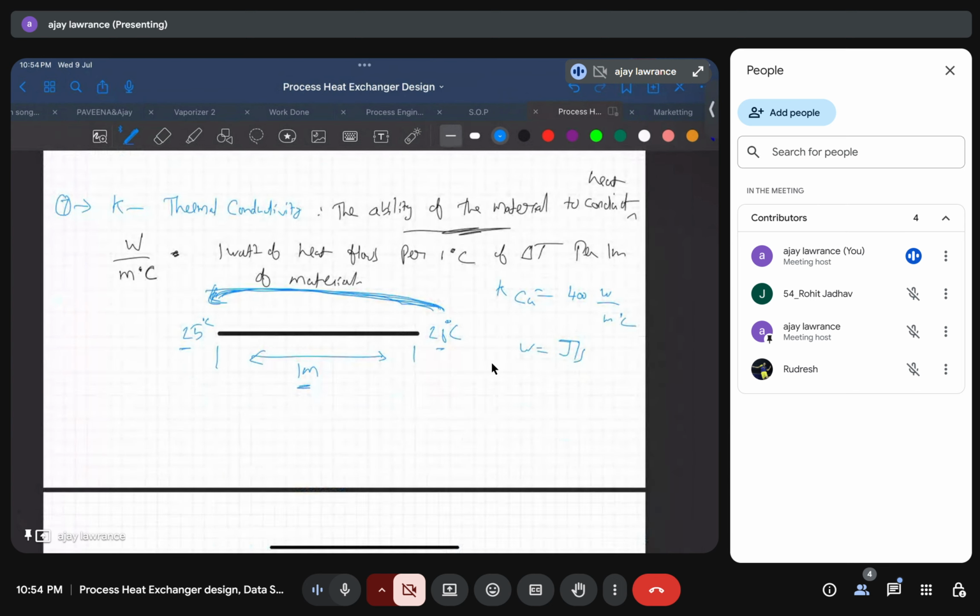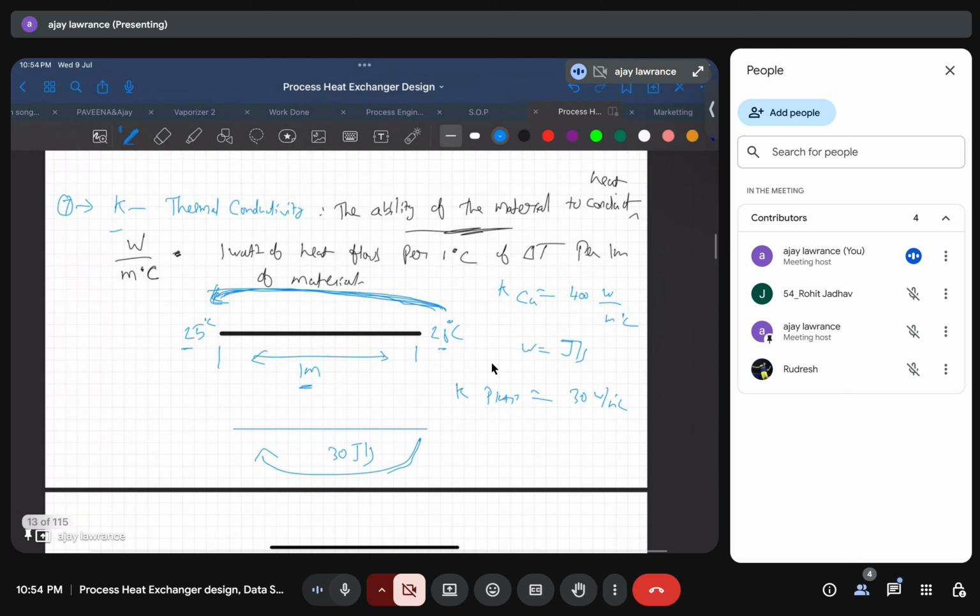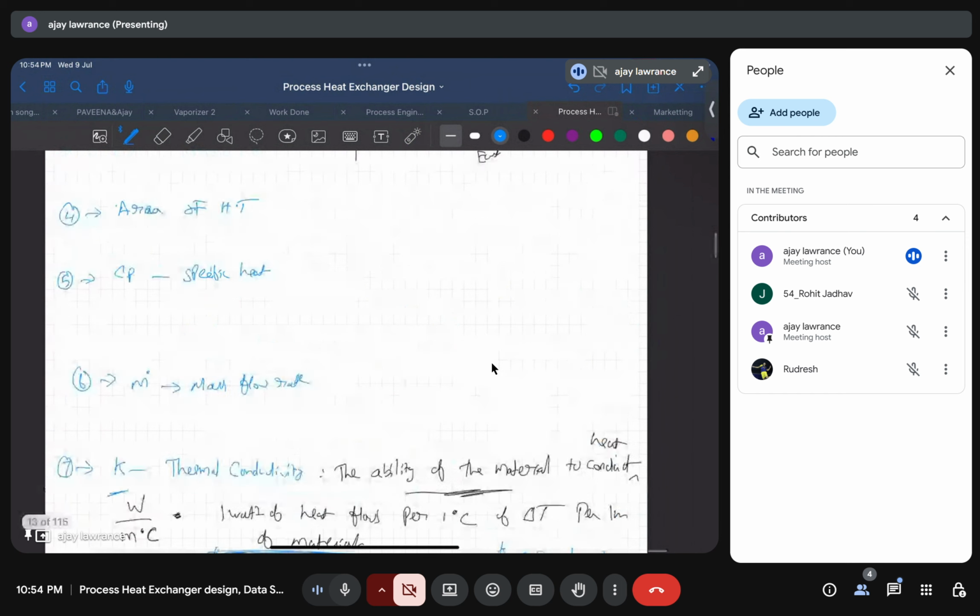For example, in terms of plastic, k will be somewhat like 30 watt per meter degree Celsius. If this is a plastic here, and the same condition applies, then only 30 joules of heat will be transferred per second. That is the exact definition of thermal conductivity. Understood? Now let's move to the other definition, mass flow rate.